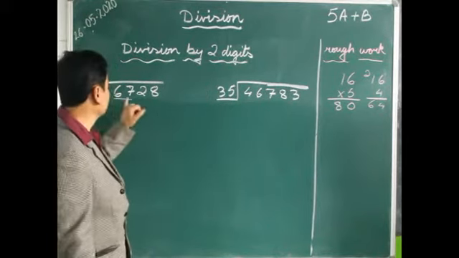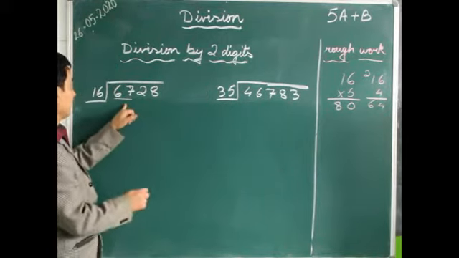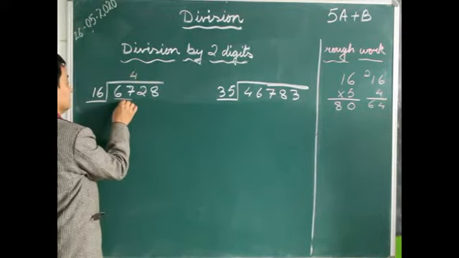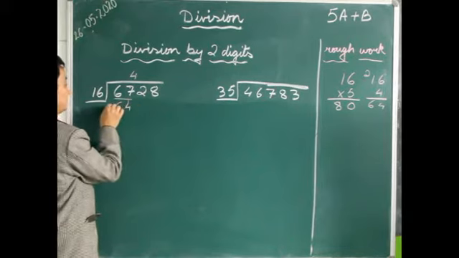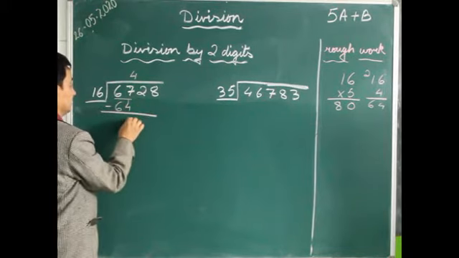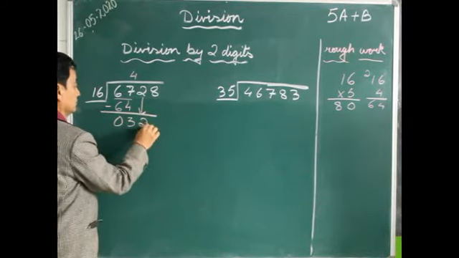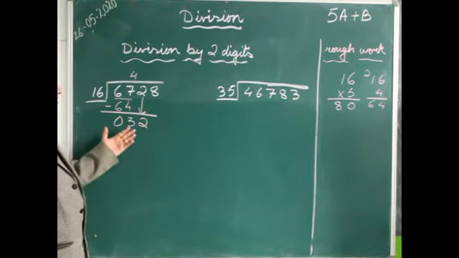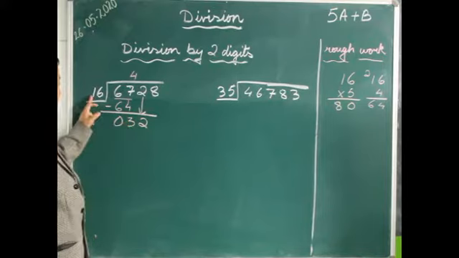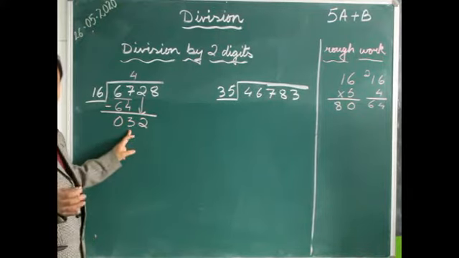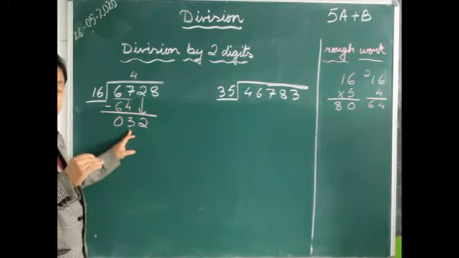So 16 goes into 67 how many times? 4 times. You ought to write the answer above 7. So 64. 3, 0. Bring down 2. 16 goes into 32 how many times? 1 goes into 3 how many times? 3 times. So let's not do 3. Come one number down. 2.